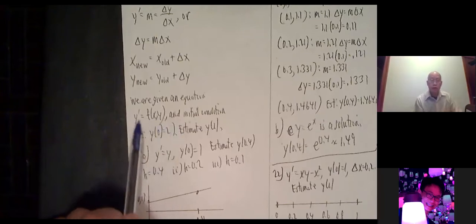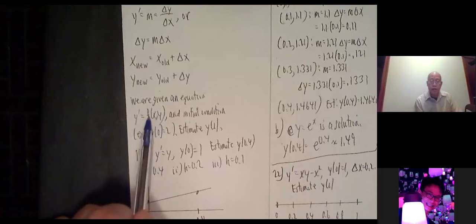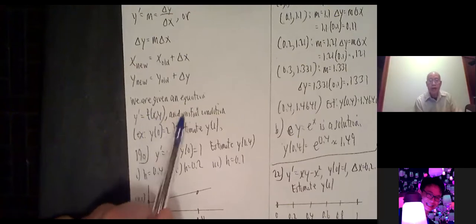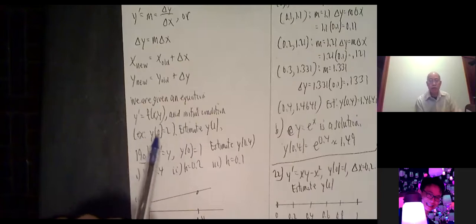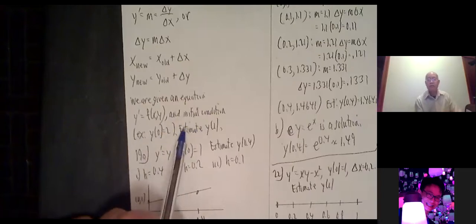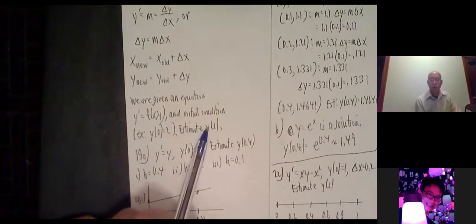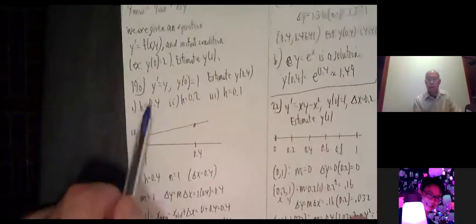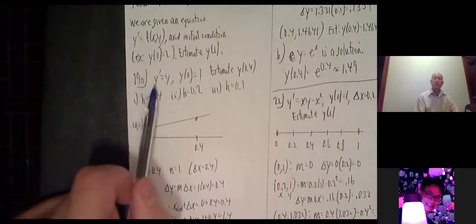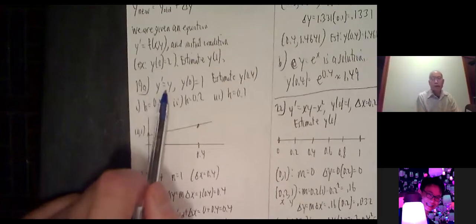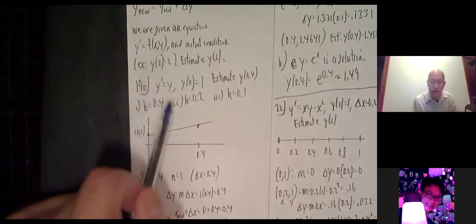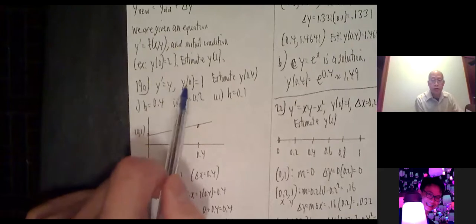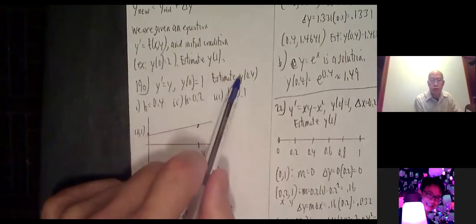Okay, so you're given y prime equals, on the right-hand side, could have x and y, and some initial condition, like y of 0 equals 2. And then they'll tell you to estimate something, like estimate y of 1. So getting back to the example, here's my differential equation, y prime equals y. This one is pretty simple because they don't give me x and y, it's just y. y of 0 is 1. Estimate y of 0.4.